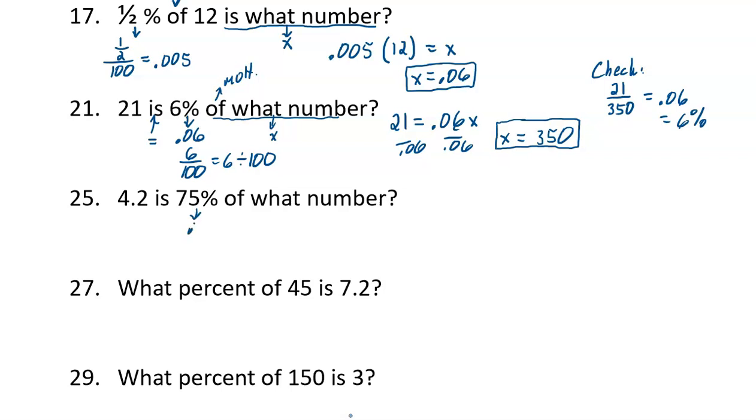Number 25. 75% is the decimal 0.75. When it says of what number, that's where we're going to have our x. So 4.2 is, which is equals, 0.75 times x. To get x alone, divide by the 0.75. And the result is 5.6.